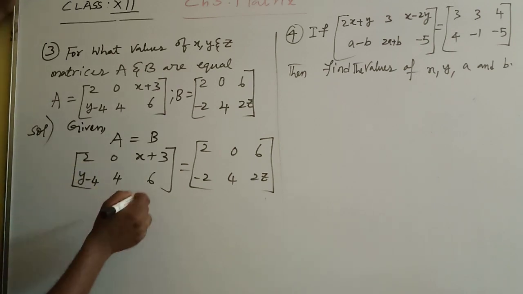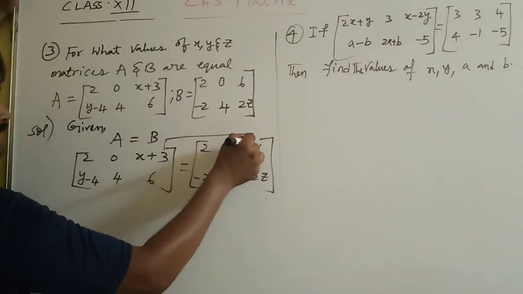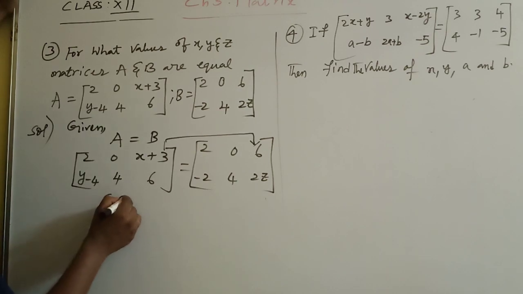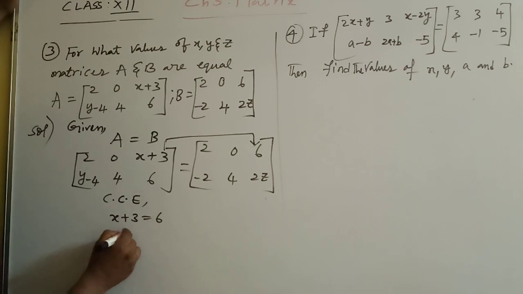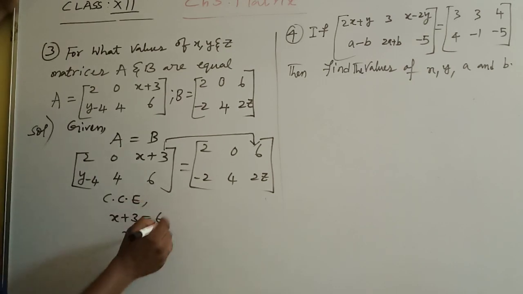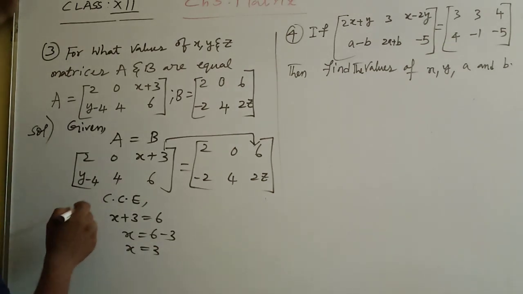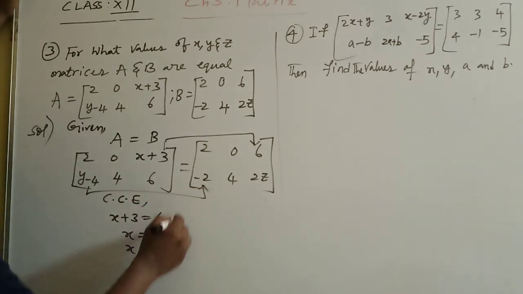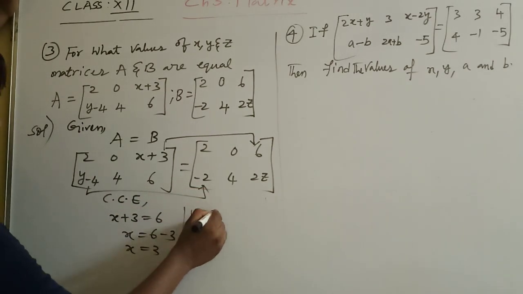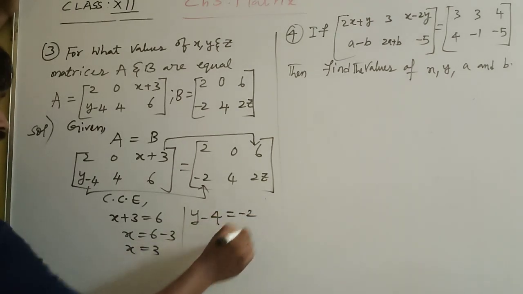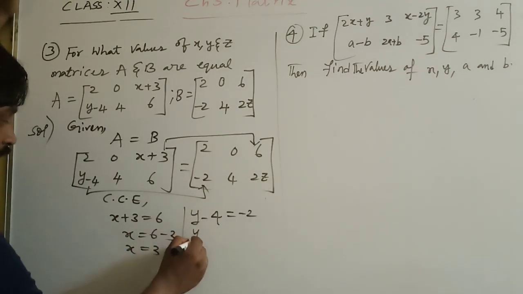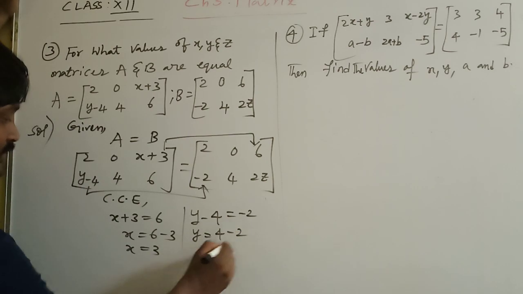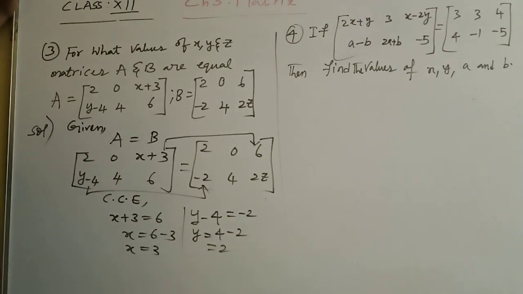So the first one here is x plus 3 compared with 6. So comparing corresponding elements, x plus 3 is equal to 6. x is equal to 6, here plus 3 goes to that side as minus 3, so x is equal to 3. Next, the y value I want. So for the y value, again compare these both. So what you are going to get is y minus 4 is equal to minus 2. Minus 4 goes to that side, plus 4. y is equal to 4 minus 2, that is nothing but 2. The y value also you find.